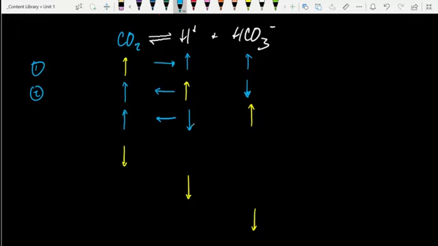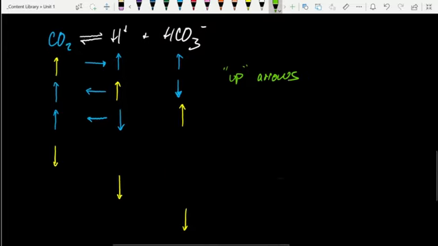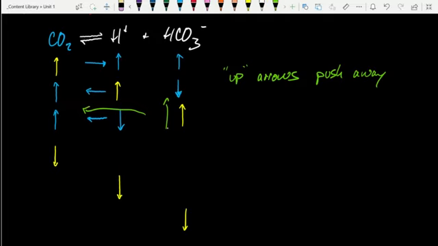Now, for all of these, one thing that's really, really easy to note: if the arrow is up, and I'm talking specifically about the stress, what's shown in yellow, right? If the arrow is up, arrows push away. And so you can see as this goes up, it pushes away. It pushes in that direction. As this goes up, it pushed in that direction. That's an easy way to remember how to do this.